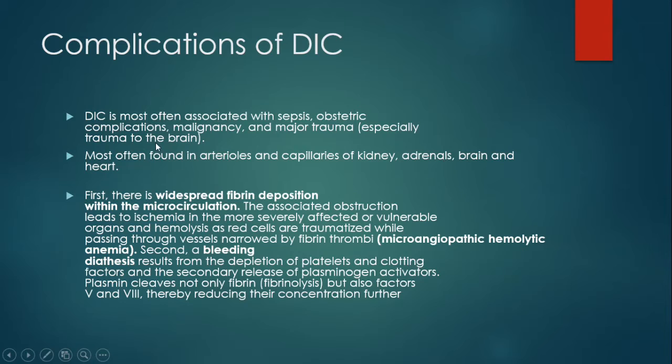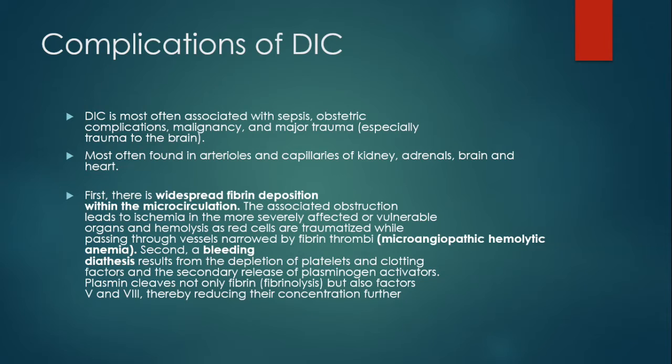Hemolysis occurs as red blood cells are traumatized while passing through vessels narrowed by fibrin thrombi. Hemolysis also occurs that we call microangiopathic hemolytic anemia. We have also seen this type of hemolytic anemia in HUS, hemolytic uremic syndrome, and TTP, thrombotic thrombocytopenic purpura.